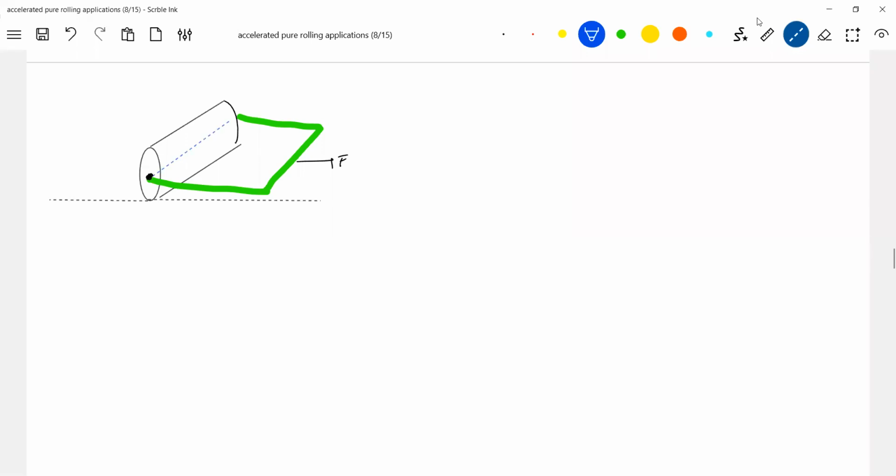This will be the axis of the roller. This will become like a solid cylinder and you are going to pull this one. What about the friction? How should friction act? Friction will act backward.